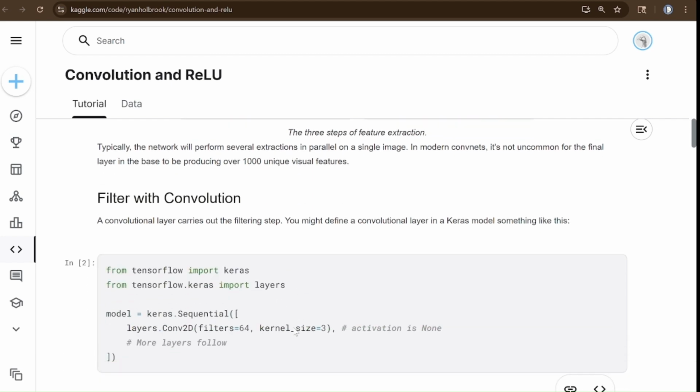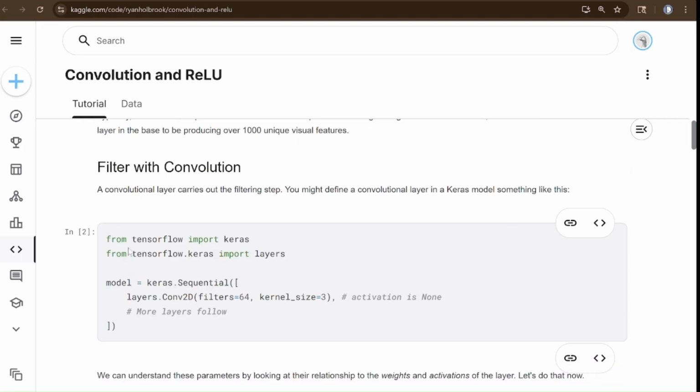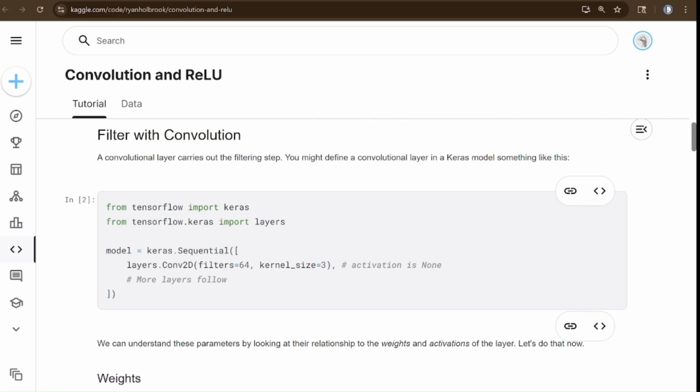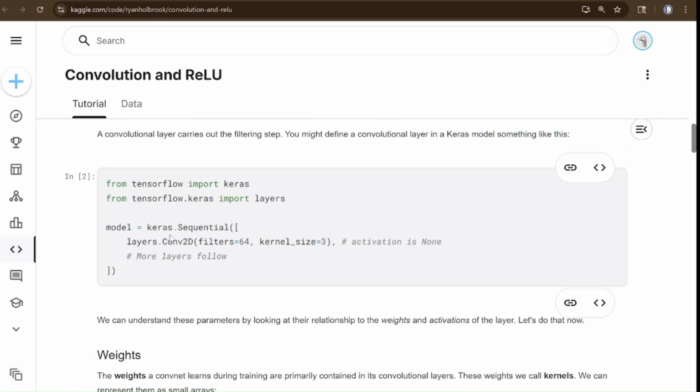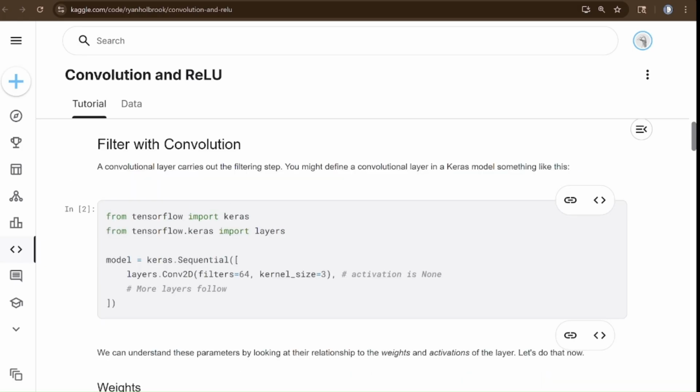Okay, now the first one is filter with convolution. A convolutional layer carries out the filtering step. You might define a convolutional layer in a Keras model something like this. See this one: from tensorflow import keras, from tensorflow.keras import layers. Okay, these are the things you are importing. Here your convolutional layer is defined. Next you are creating the model: layers.Conv2D, filters equal to 64, kernel_size equal to 3. Now let's understand this part.